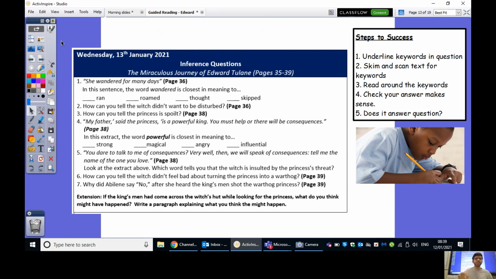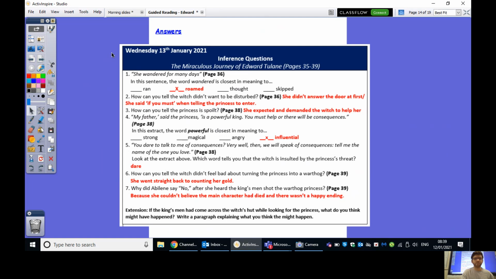So guys, hopefully you've had a chance now to complete your inference questions and maybe even the extension as well, using these steps to help you. So let's go through the answers now. So I'm going to leave those up on the screen. She wandered for many days. In this sentence, the word wandered is closest in meaning to roamed. Feel free to tick these as we go along.